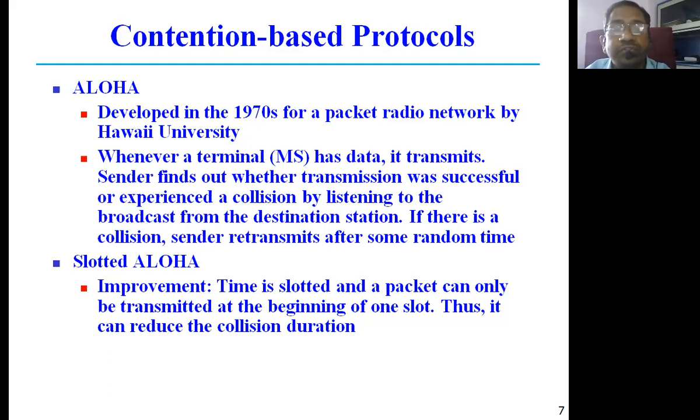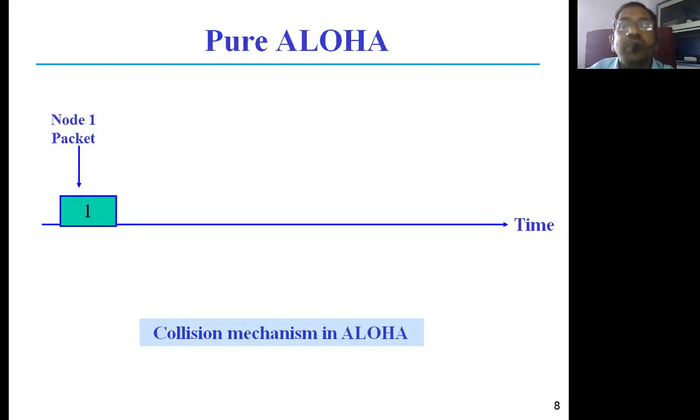In the case of slotted Aloha protocol, it is an improvement over the pure Aloha protocol we discussed already. Here time is slotted and a packet can only be transmitted at the beginning of every slot of the mobile station. So it can reduce the collision duration, and there will be some amount of improvement here.